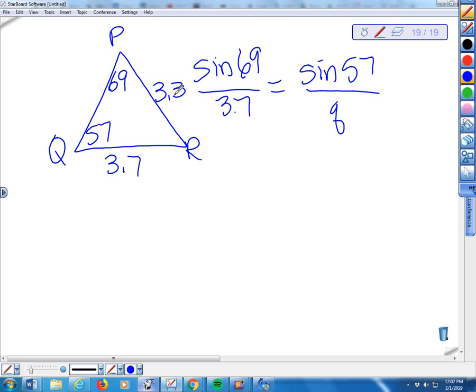Now I can do the same thing with R, because I know this angle is what? Wait, I got you. 54. Thank you. Okay, so now I can replace this with sine of 54 over R. So 3.7 sine of 54 divided by sine of 69, 3.2. And now I've solved the triangle.